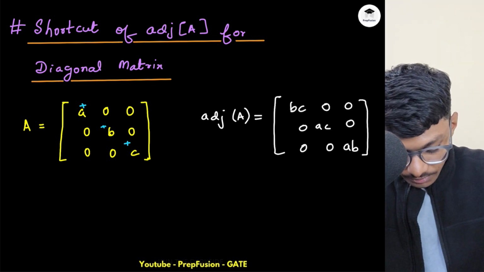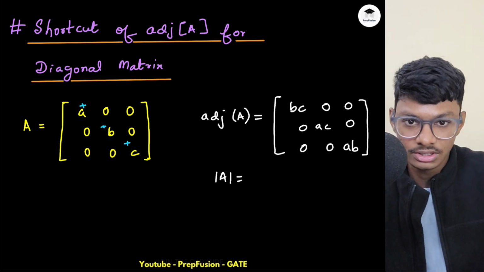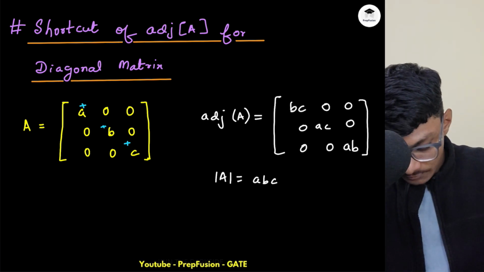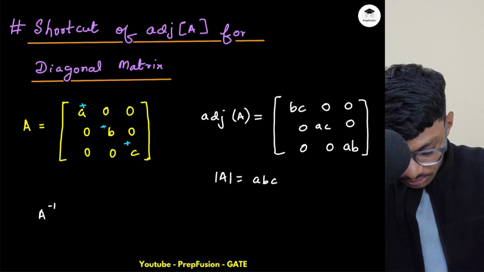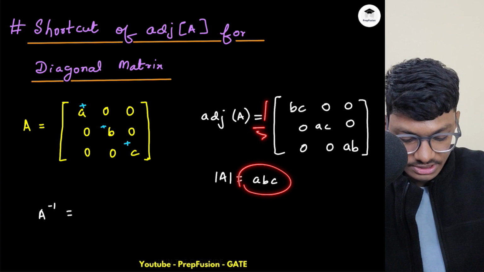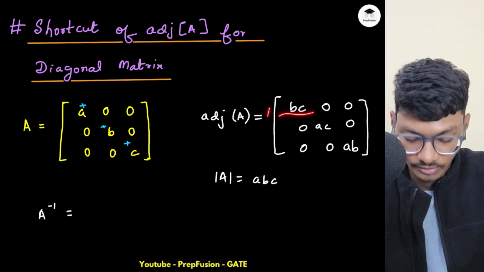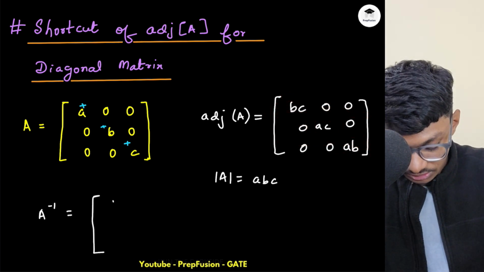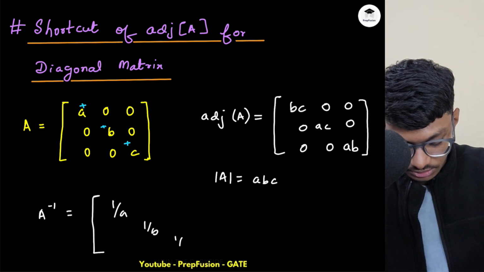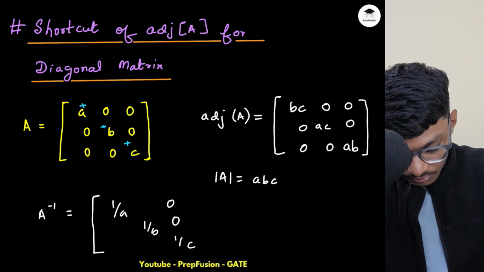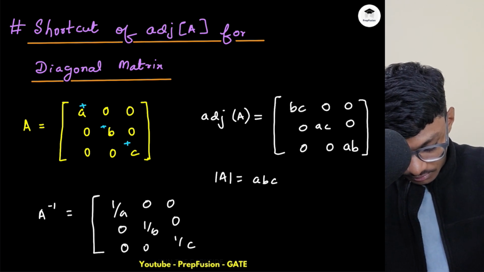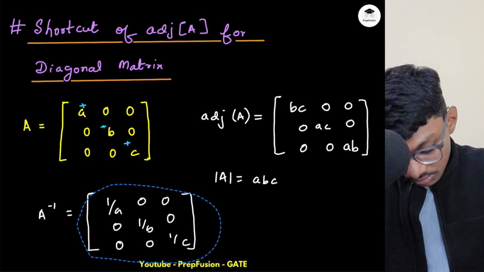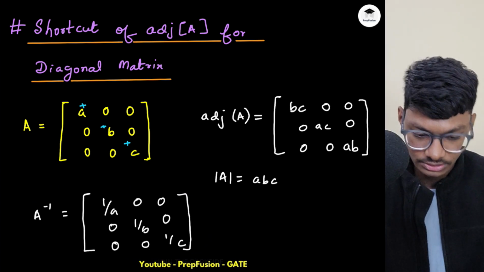Now, this is the adjoint of A. What is the determinant of A? Determinant of A is simply ABC. This is the diagonal matrix, simply multiplication of the diagonal elements. So, ABC. Okay, so now what will be my A inverse? A inverse will be simply 1 by ABC into whole of this. So if I multiply 1 by ABC to all of the elements, this will become 1 by A, this will become 1 by B, this will become 1 by C. So either you remember this or you can derive it in seconds. So A inverse is this.